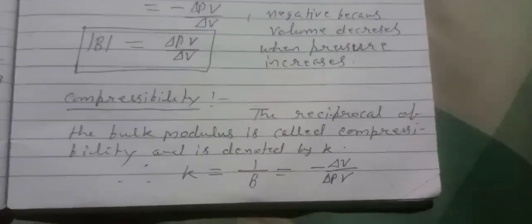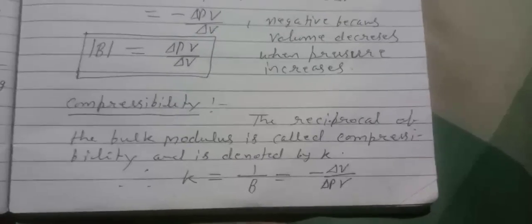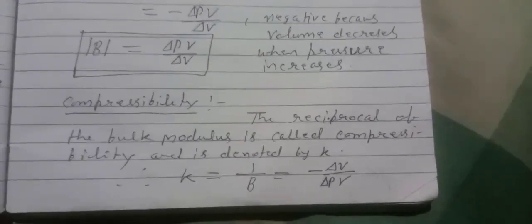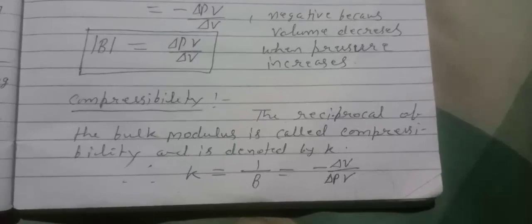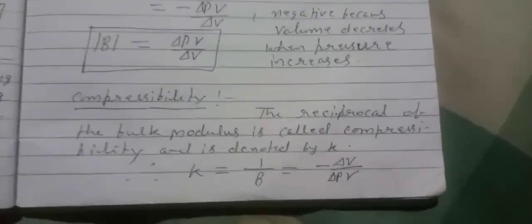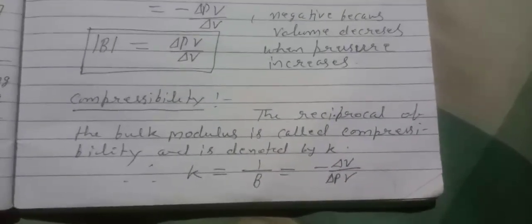Our next topic is compressibility. The reciprocal of the bulk modulus is called compressibility and is denoted by K. Hence K equals 1 by B equals minus delta V by delta P into V.